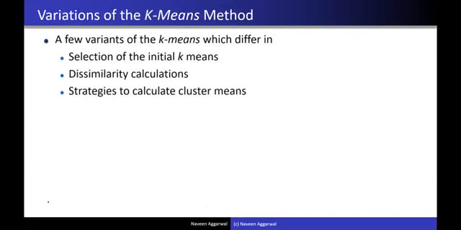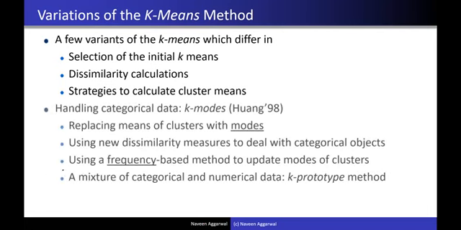There are many variations suggested, like the selection of the initial k and the different ways to select it, the way we calculate the dissimilarity, whether it is done the simple way we discussed in the last lecture or some different way of comparing attributes, and the strategies to calculate the cluster means. Since the arithmetic mean requires us to sum up all the values and then take the mean value.